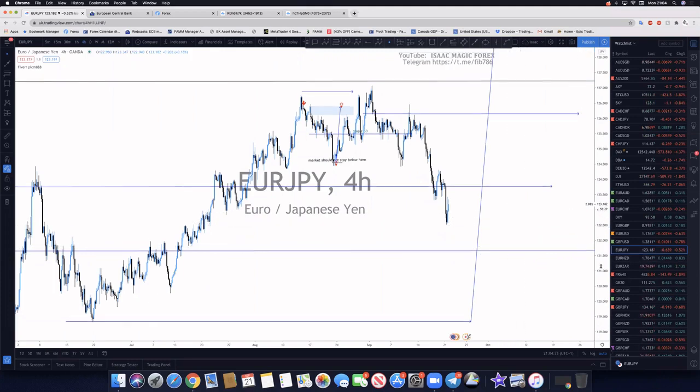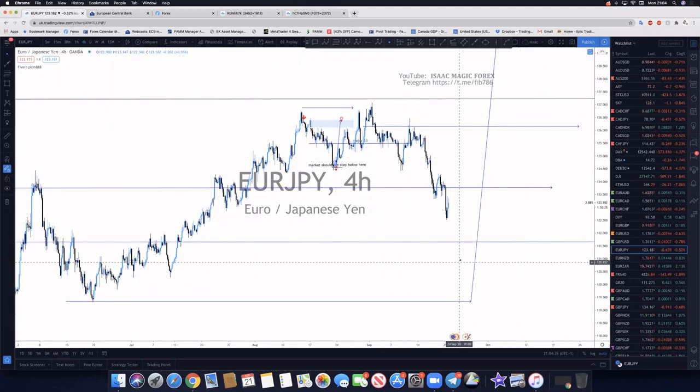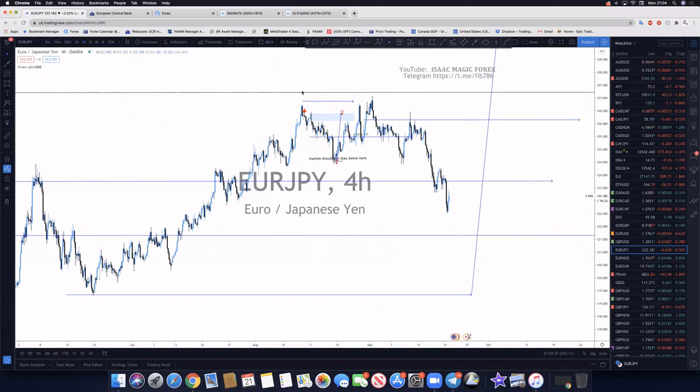The euro yen too. This is our target. So we make a pullback, turn down, pull back, and turn down. So keep a close eye here. Let this thing come and take this top before you drop it. So wait for this to go up and then sell it.